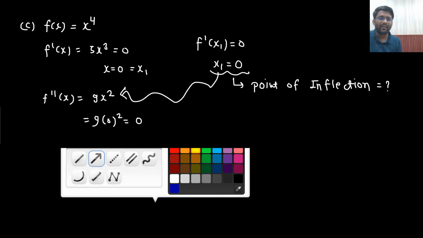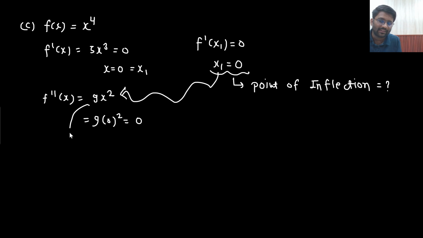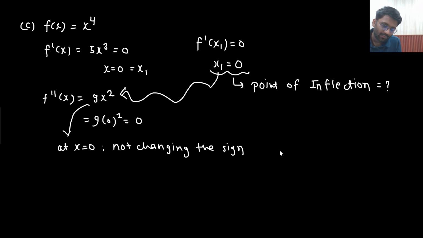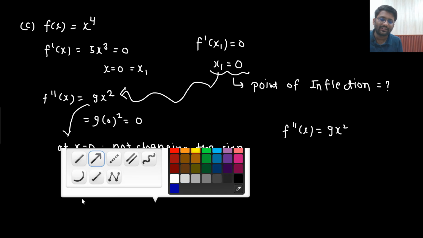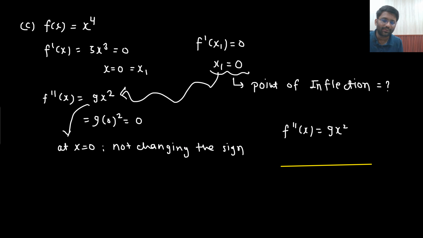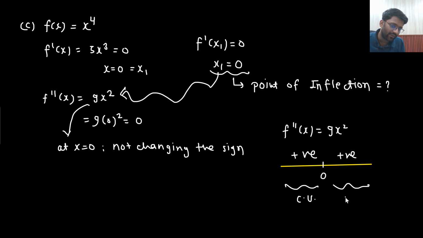Why is that so? Because 9x square will never change the sign. At x equals 0, it is not changing the sign. What does that mean? I am saying that f double dash x is 9x square. Where are the roots? The root is at x equals 0. But for greater than 0 it is positive, and for less than 0 as well it is positive. That means here as well it is concave upward, and here as well it is concave upward only. So the nature of the graph is always concave upward.